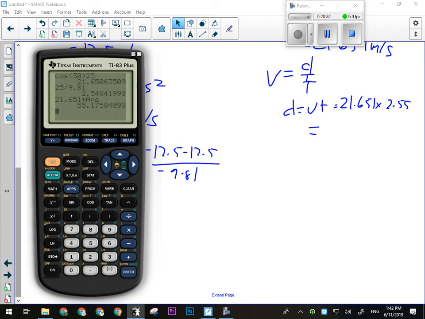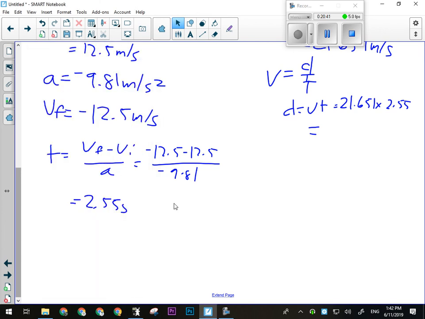Obviously, don't round like that on the exam. I'm just being lazy. Okay, 55.2 meters. I think I only have two significant figures anyway, so it's 55 meters horizontally.